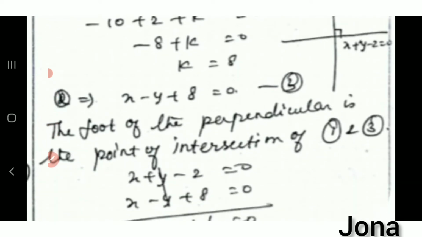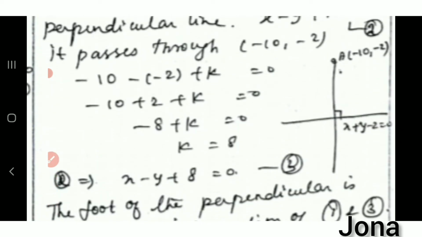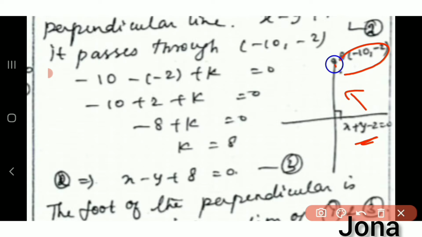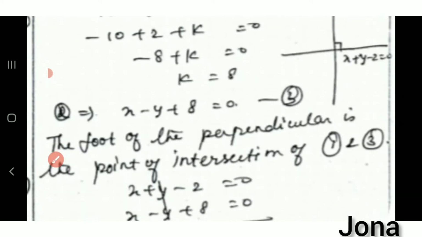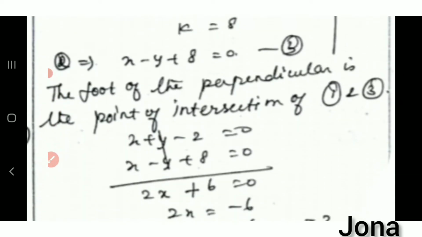The foot of the perpendicular is the point of intersection of 1 and 3. That means here look at the diagram here. Here the point minus 10 comma minus 2 is there somewhere, and the equation of this line is x plus y minus 2 equal to 0. This equation is perpendicular to this line, isn't it? So this is the perpendicular line for this equation. So if we solve this and this, we can get the point on this. So that we have to find the point of intersection of 1 and 3 now.